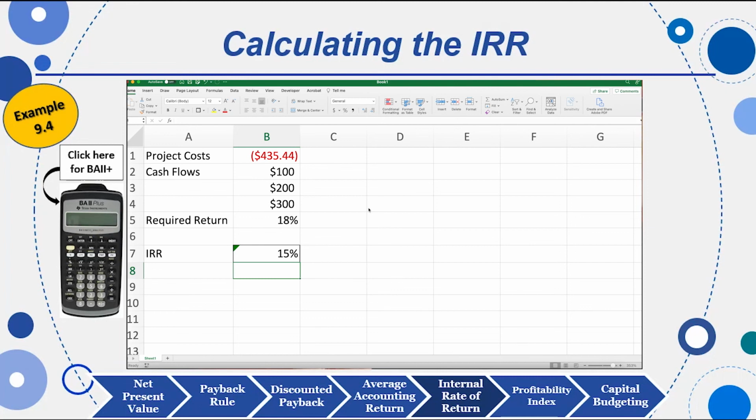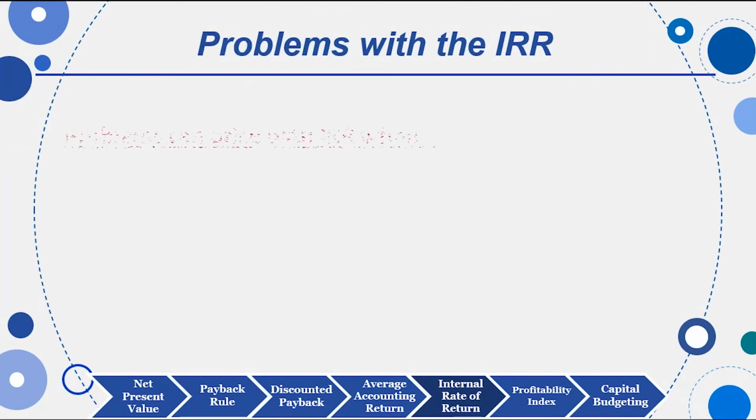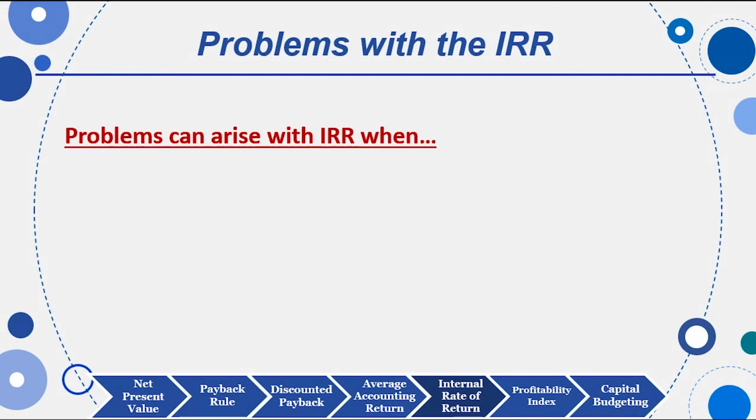And we know that is right because we also calculated it on our TI-84 graphing calculator and also got the same value of 15%. And since 15% is less than 18%, we are going to be rejecting this project. There's some problems with the IRR we can get into, and this is one of the reasons the NPV method is the best method. Some problems arise with the IRR when the cash flows are non-conventional.